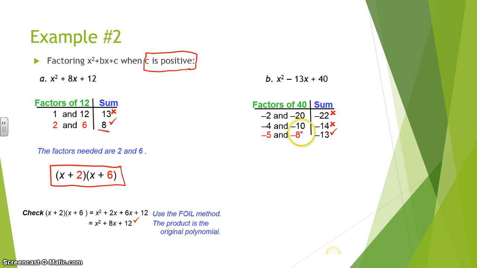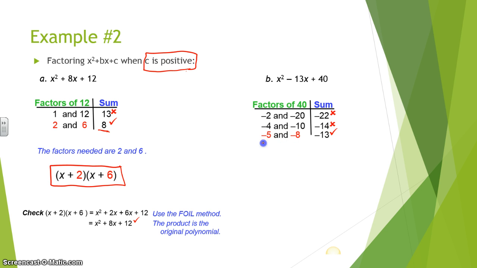Negative 4 times negative 10 gives you positive 40, but when you add it, you get negative 14. Negative 5 and negative 8 gives you positive 40, which becomes negative 13.